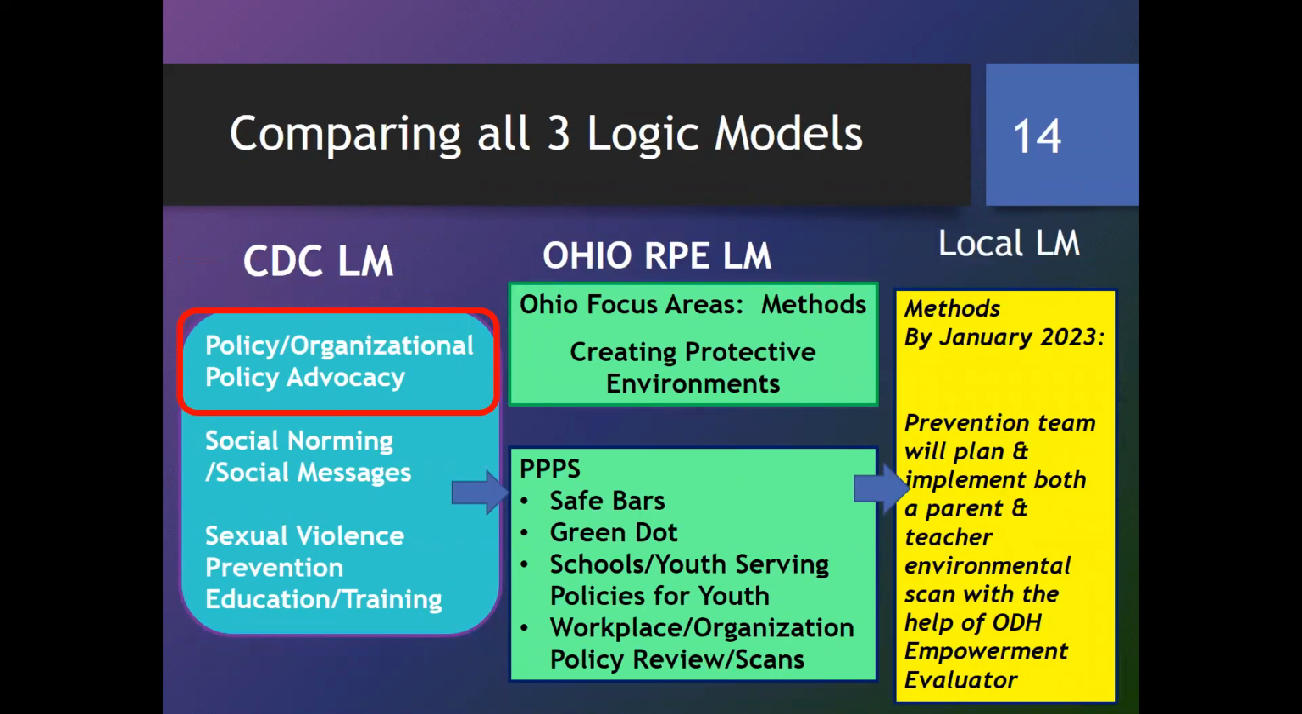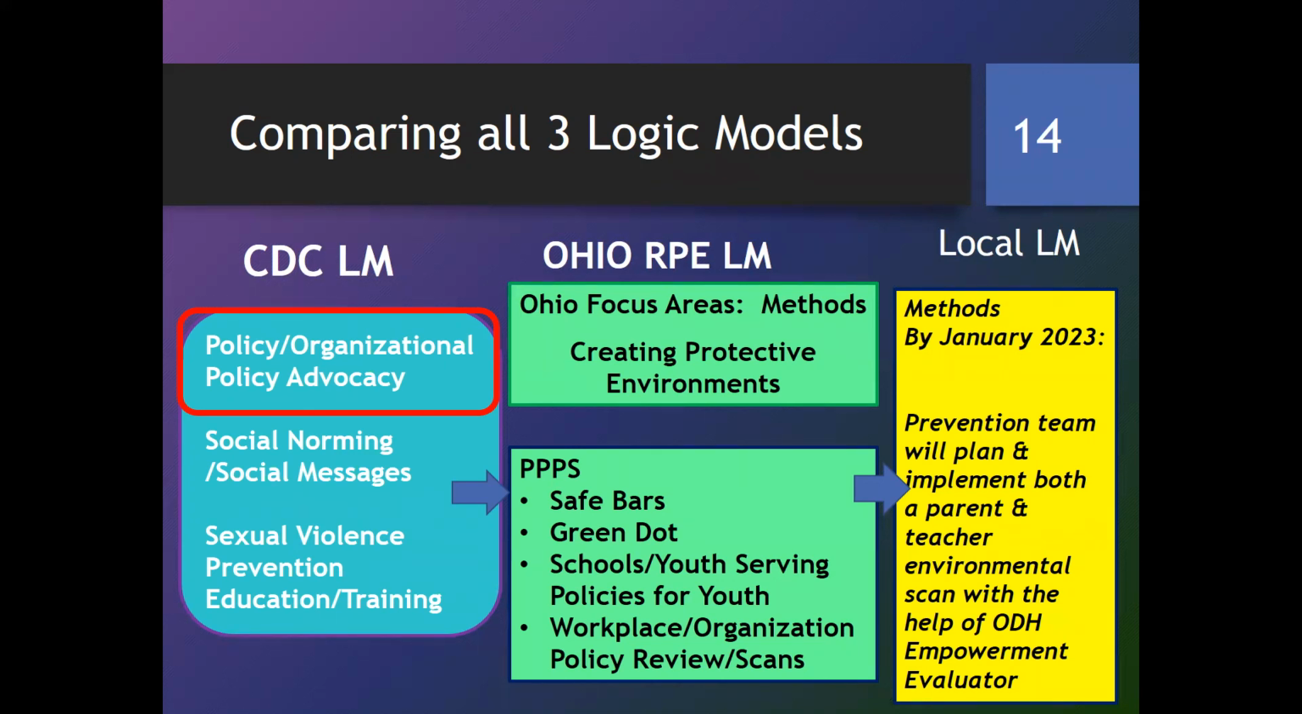Later in this episode, we will be going into more detail about your own community logic models. This slide shows the way that the national, state, and local logic models align, using the example of creating protective environments. So if you read across, what we have here is on the left, the CDC logic model, and we are honing in on policy, organizational policy advocacy, which aligns with Ohio's logic model, method, create protective environments, school and workplace organizational policy. And at the local level, the PPP in support of that method is to implement an environmental scan of parents to determine school climate policy.